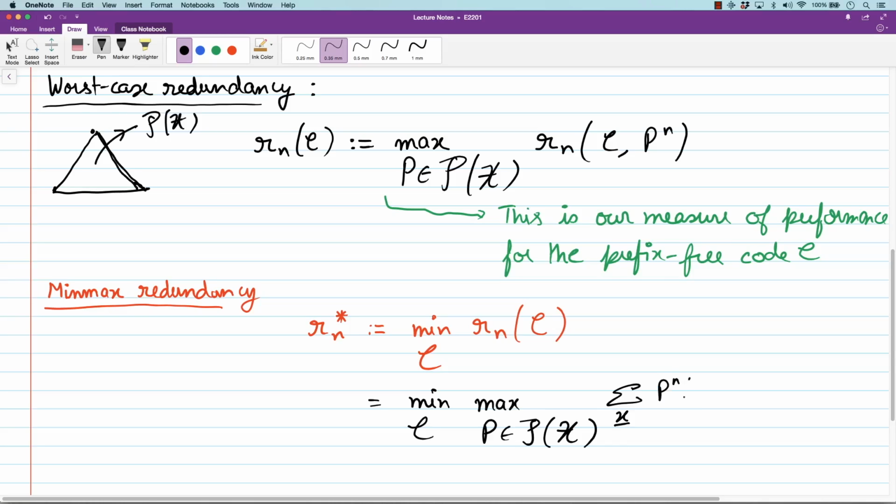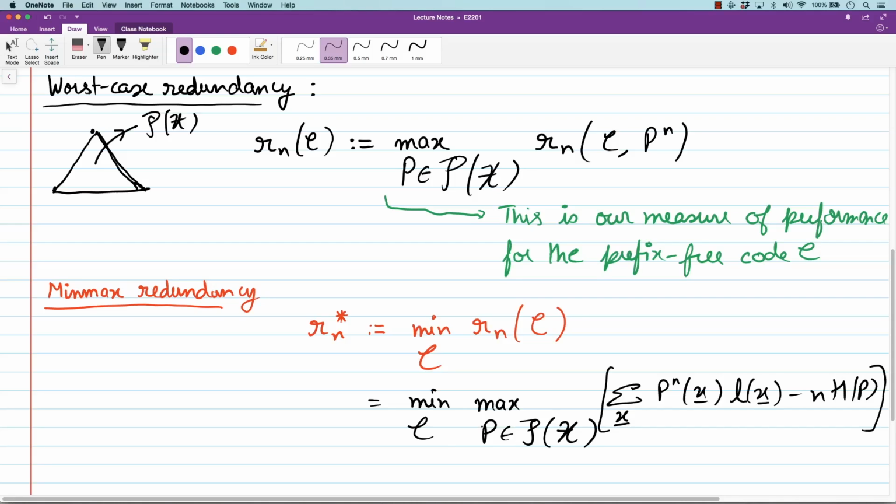So we assume that this guy gets generated by P, an IID distribution from P, and the code word has length L(x) minus n H(P). So it's a min-max redundancy measure. We are looking for the best code which minimizes the worst case error. That's what min-max redundancy is.